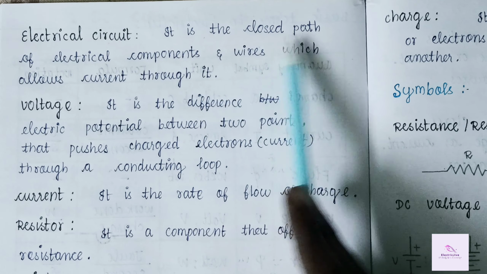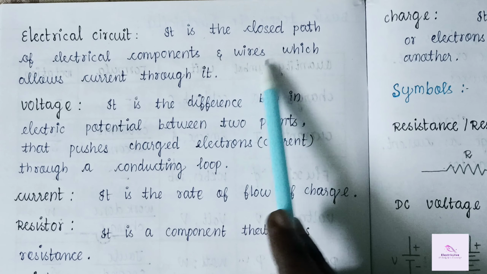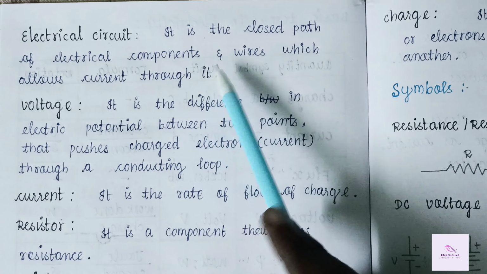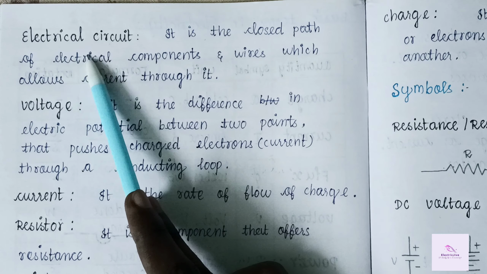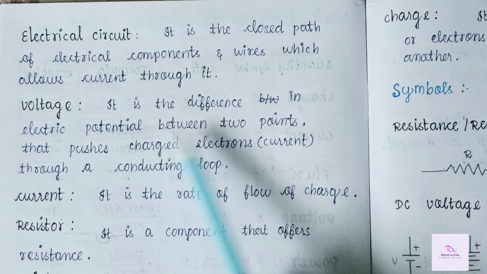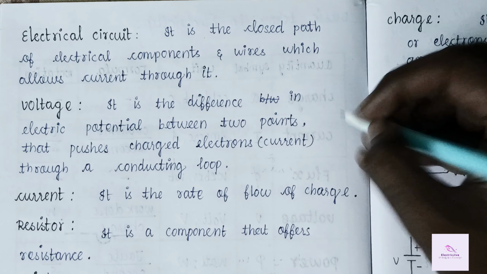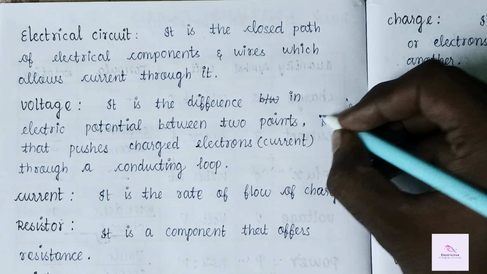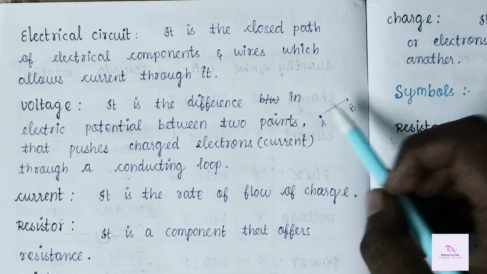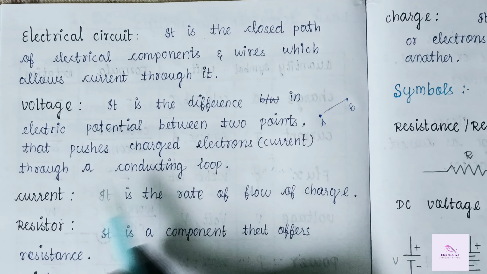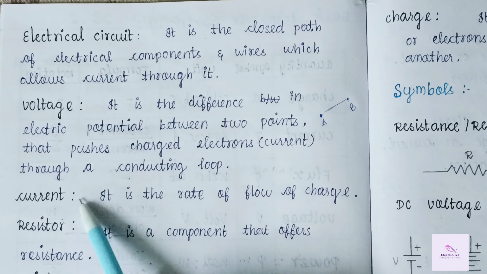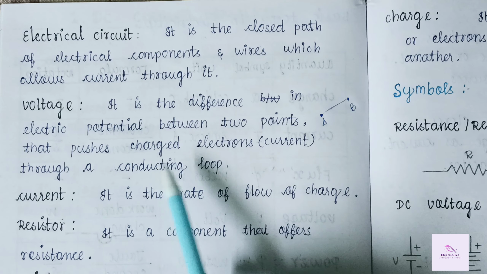Electrical circuit. An electrical circuit is the closed path of electrical components and wires which allows current through it. Electrical components like resistors and capacitors connected in a circuit are known as an electrical circuit. Then voltage. Voltage is the difference in the electric potential between 2 points. If we consider a point A and B, the difference in the electric potential between these 2 points is said to be a voltage. That pushes charged electrons through a conducting loop. It is denoted as V.